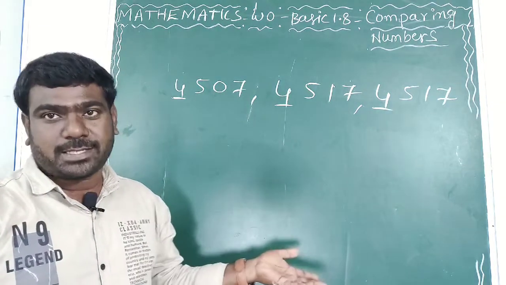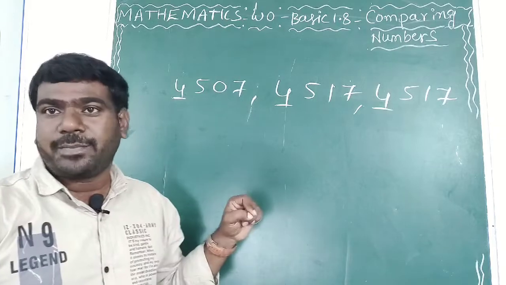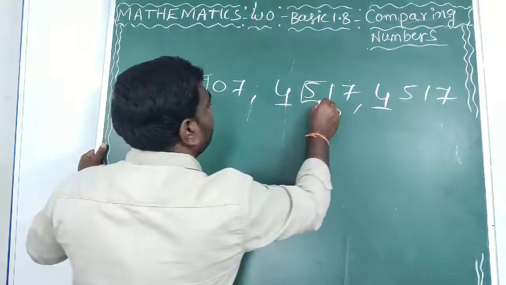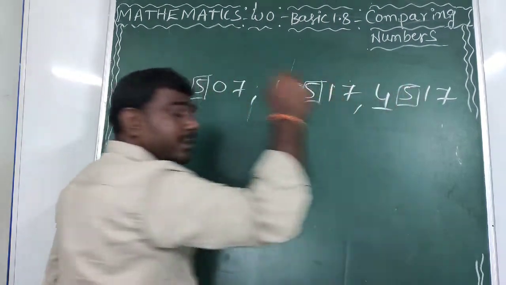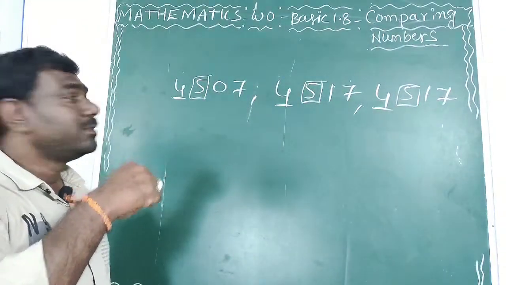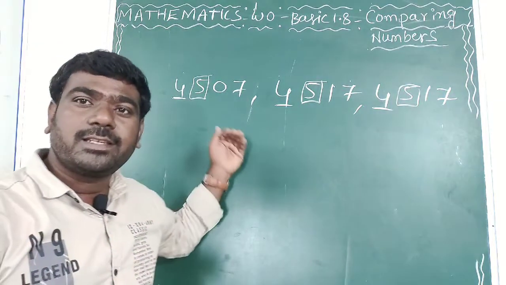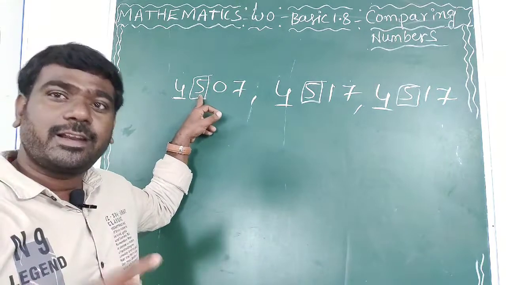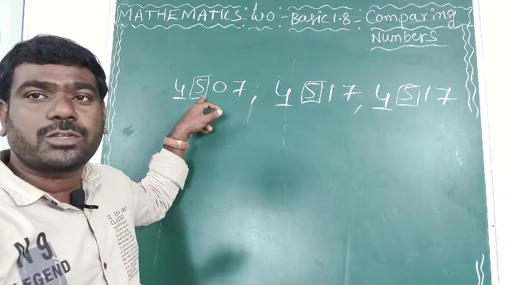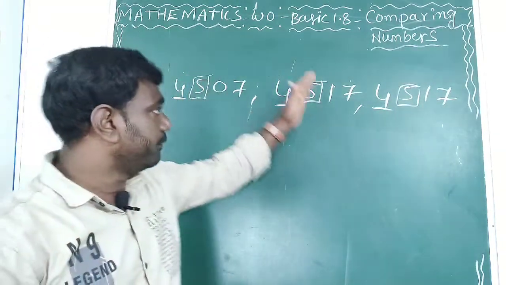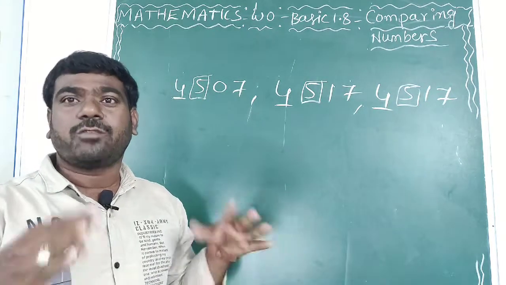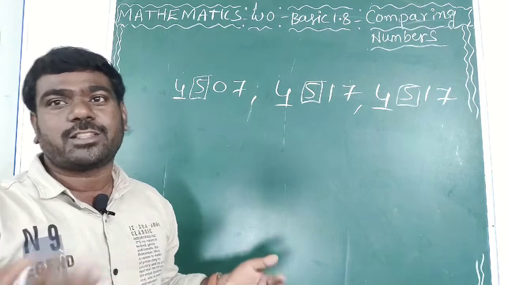Move to the next place. What is the next place? The hundreds place digit. So here 5, here 5, here 5. In this case also, the second hundreds place digit is the same. So what is the place value here, or digit? 5 is a digit. Place value means 500. 500, 500, 500. So in this case also equal value. Equal means we can't say which is greater, which is smaller.